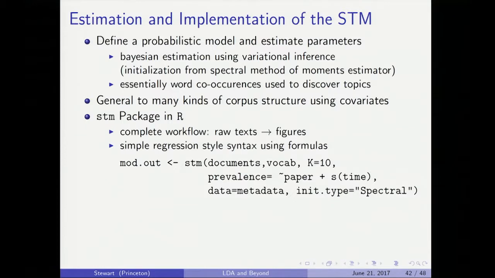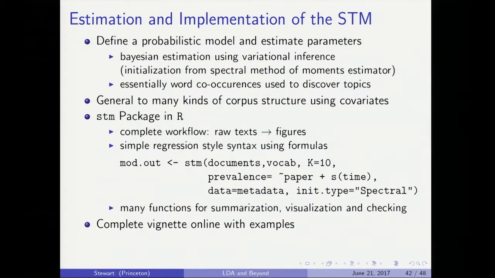Then when you're building the model, you just use a little regression-style syntax that's common to R. People who've done R before will recognize something like this. It looks like the back half of a regression formula. Here, there's some information about the paper, and there's some smooth function of time. We built in spline functions to make it really easy to have smooth, bendy functions, because you don't necessarily believe that the time trend looks like a line. You might think it jumps around a little bit. There are lots of functions for summarization, visualization, and checking, and there's a complete vignette online with examples.